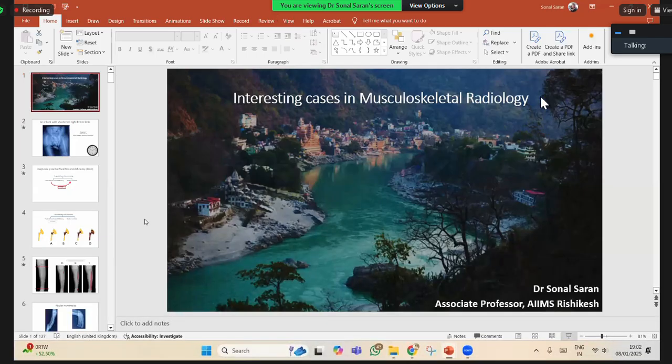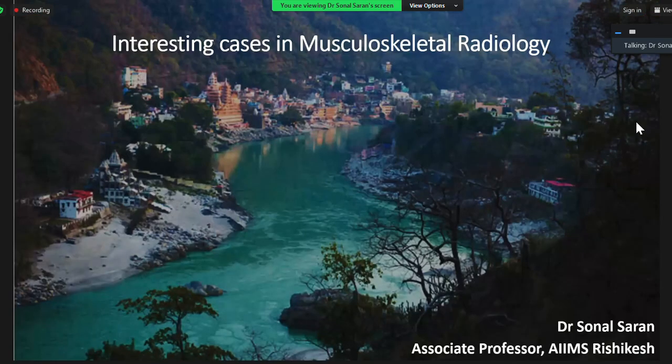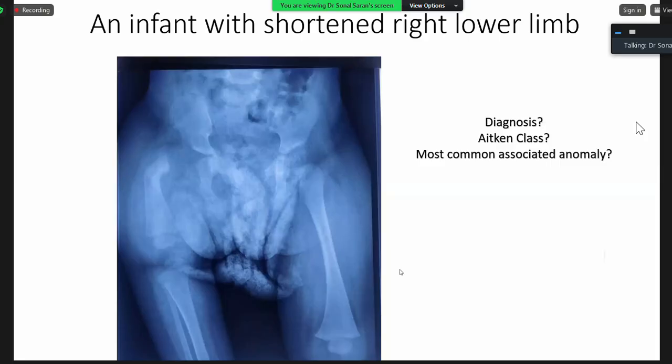So, I collected some interesting cases, and it will be an interactive session. You will have a timer on every case, and you can answer within that time frame. You can answer in your chat box, and it will be a good way. So starting with our first case, with shortening of the lower limb.